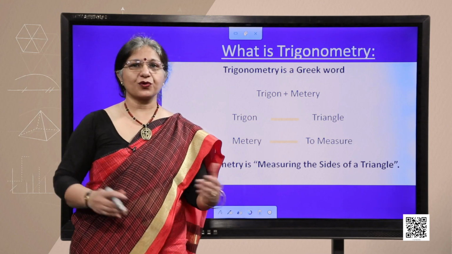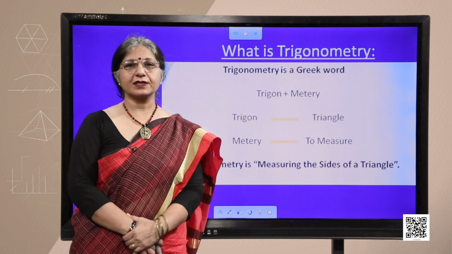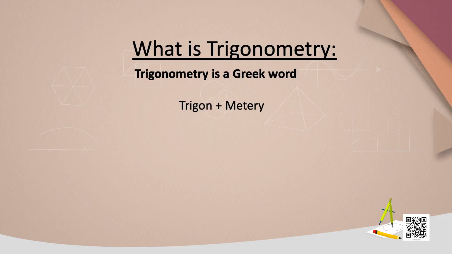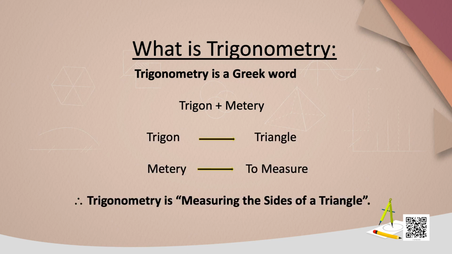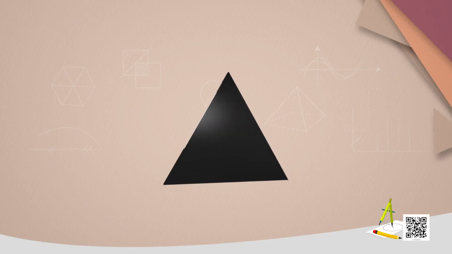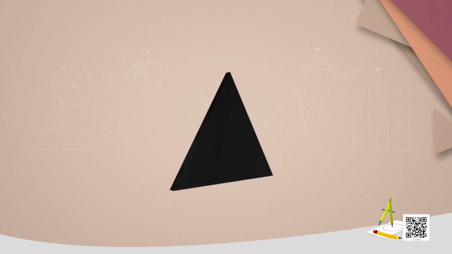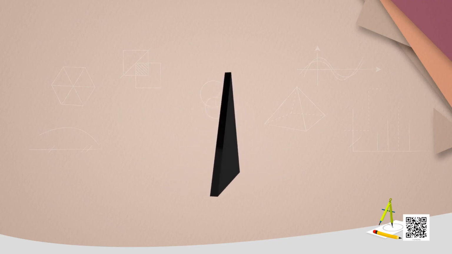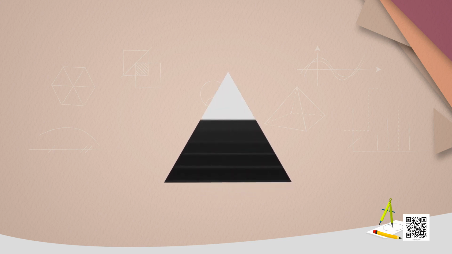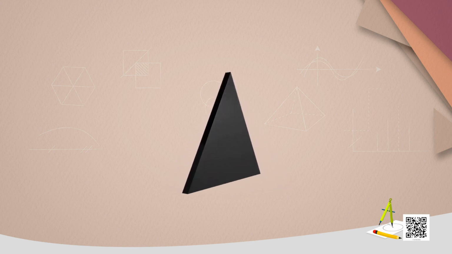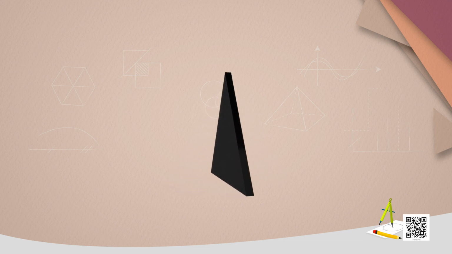Now, what is trigonometry? If you break the word in two, trigon plus metry, where trigon is triangle and metry is to measure. So, trigonometry is measuring the sides of a triangle. As you all know, triangle has 6 parts, 3 angles and 3 sides. They are called 6 elements of triangle. If you know any 3 of these parts or elements, you can find the rest of the elements.